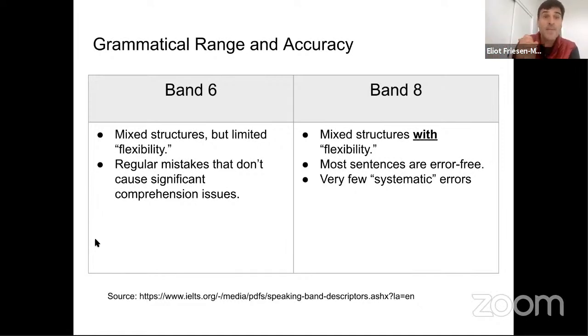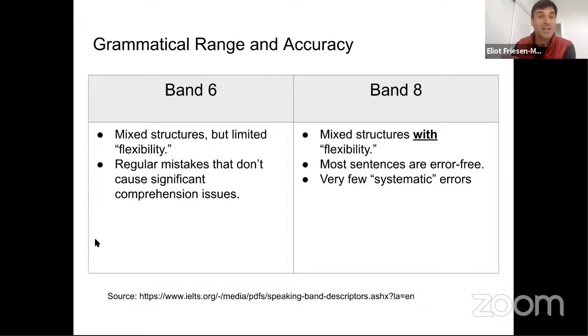So at this point, somebody who scores a 6 may be making plenty of grammar mistakes, but the mistakes are not so serious that we have a lot of trouble understanding them. If that is the case, your score is going to go down from 6. Okay, so to achieve a 6, you can have some errors. That's fine. They should not really get in the way of comprehension.